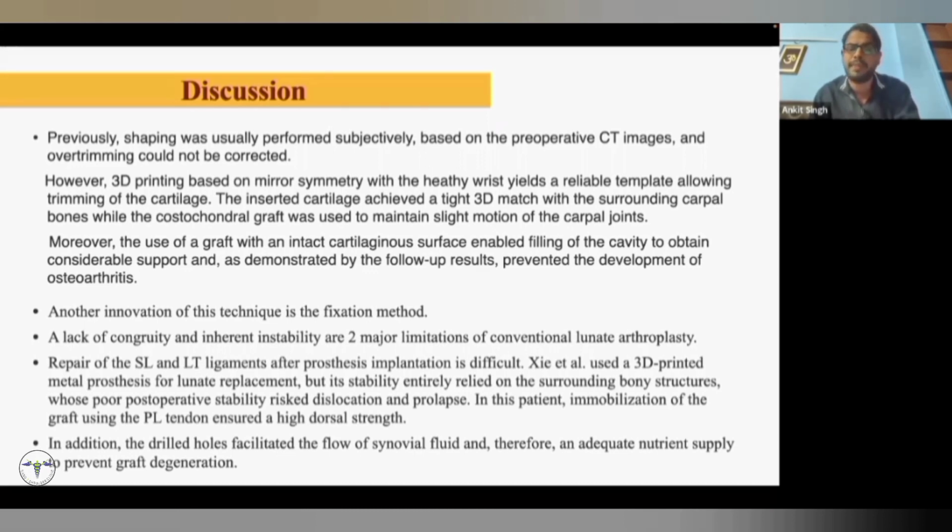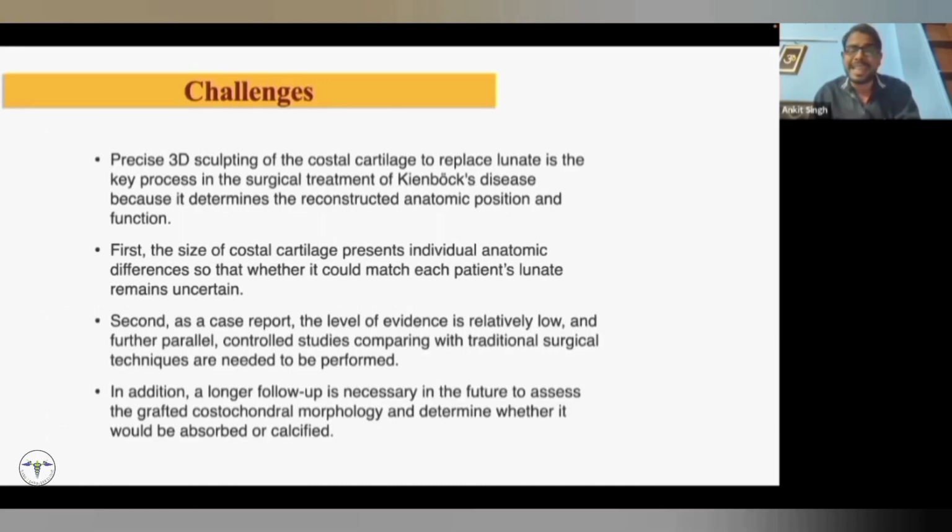Thus, the palmaris longus tendon was used to give a high dorsal strength. Also, the drilled holes facilitated the flow of synovial fluid so that an adequate nutrient supply is maintained to prevent graft degeneration.